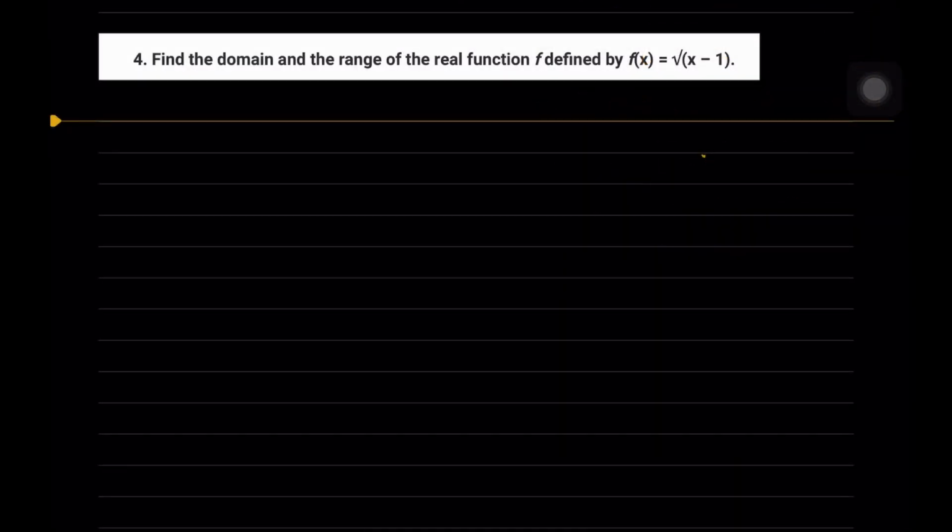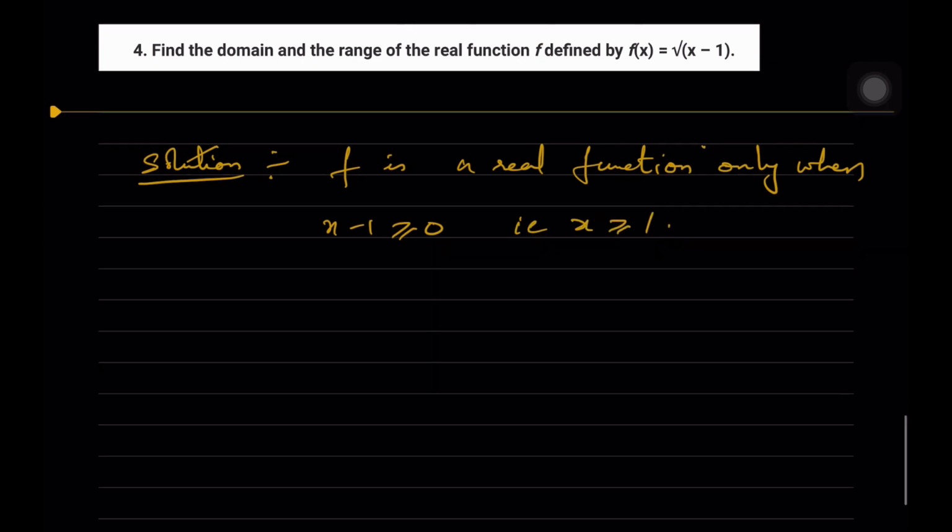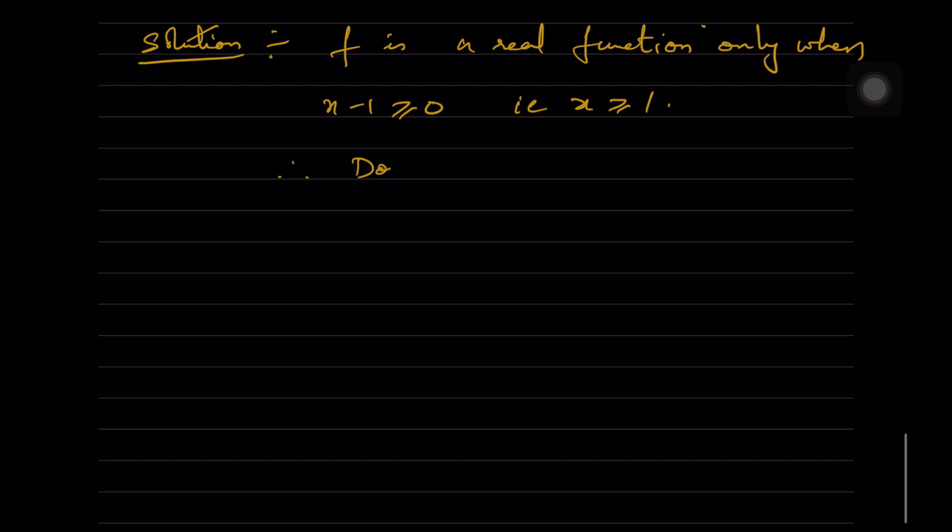Next we'll go to the fourth one: find the domain and range of the real function f defined by f(x) equal to root of x − 1. So now for the solution part, f is a real function only when x − 1 is greater than or equal to 0, because under the root we should not get negative values. Therefore x should always be greater than or equal to 1. So the domain of f will be 1 to infinity.